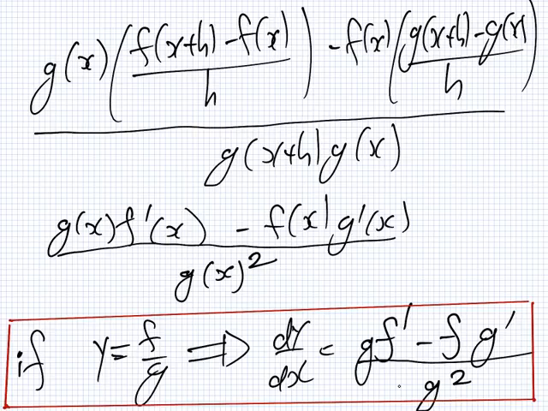Okay, did you write this down? So this is called the quotient rule. Let's have a look at an example to see that it works. Can I scroll down?